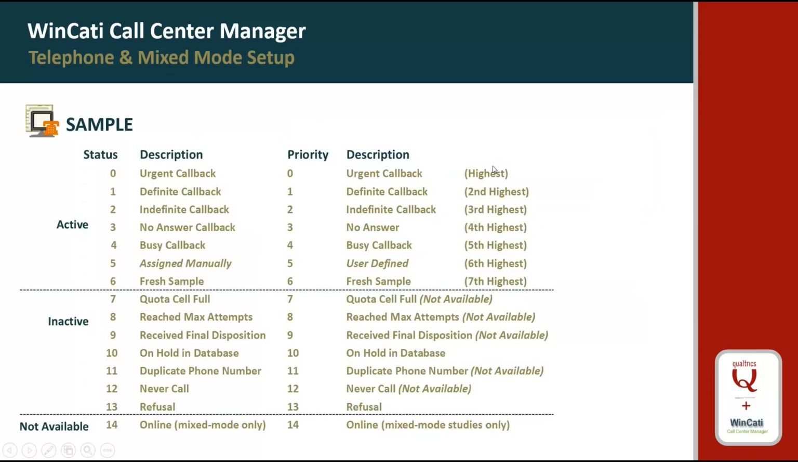The sample works on a system of statuses and priorities. Most of these are automatically updated during the interviewing process by interviewers selecting the disposition code for the outcome of a call, or by disposition codes that can be embedded in the survey. For example, if an interviewer sets 2 callbacks for the same time, and one callback was chosen to be a definite callback time, and the other one was chosen to be indefinite, the definite callback will have priority to be called over the indefinite callback.